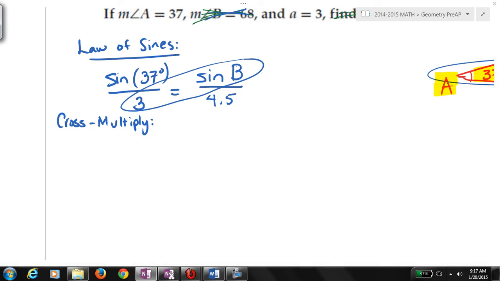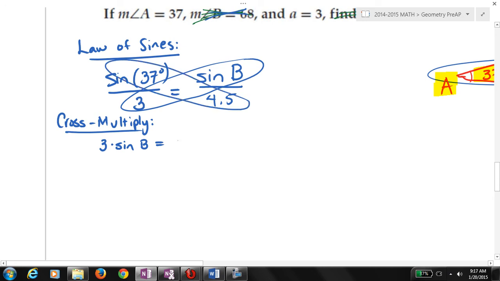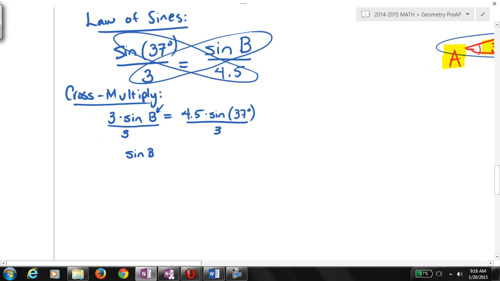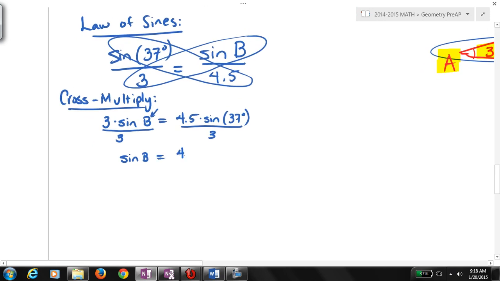But in this case, b is the variable that I'm looking for, so I'm going to say 3 times sine of angle b is equivalent to, again, cross multiplying this way, 4.5 times sine of 37 degrees. Now let's remember we want to isolate this variable, so I need to get rid of the times 3 first. So I have to divide by 3, divide by 3. I'm left with sine of b is equivalent to this expression right here, 4.5 times sine of 37.